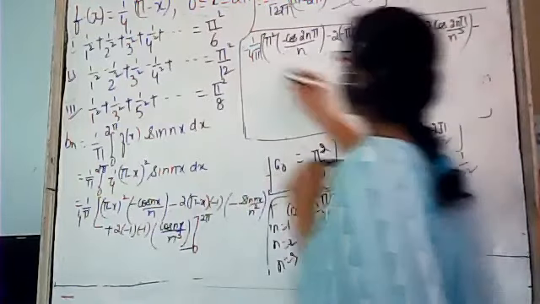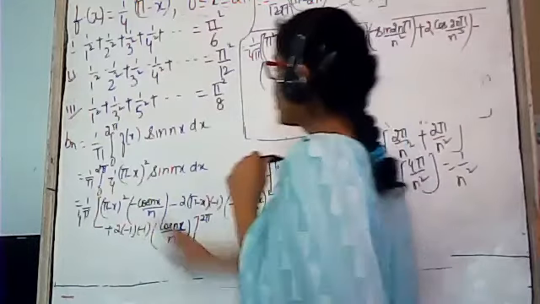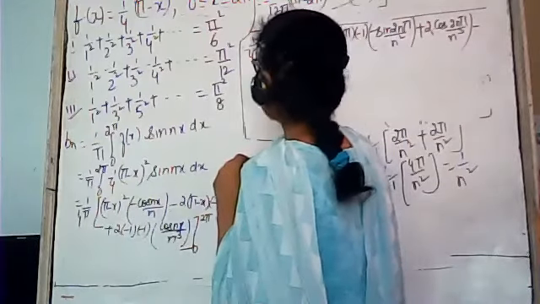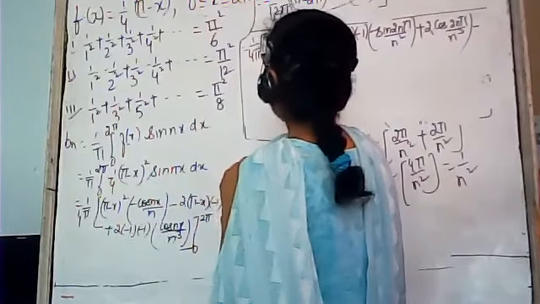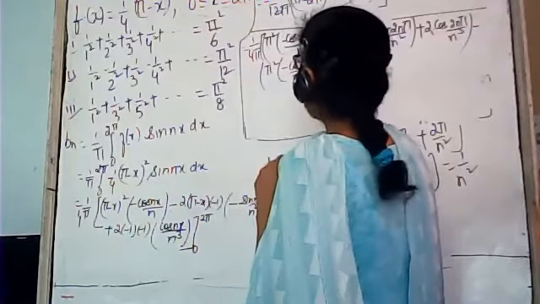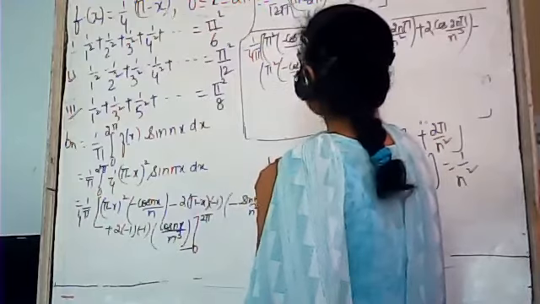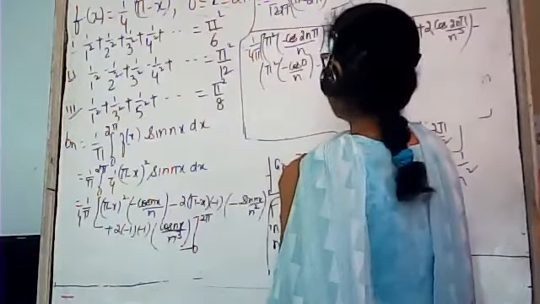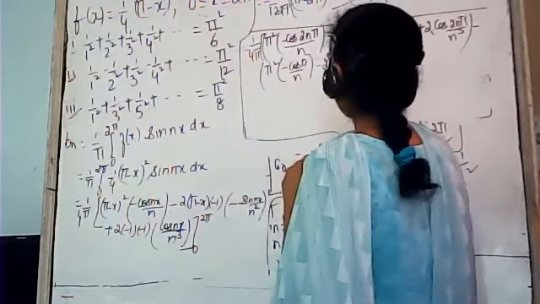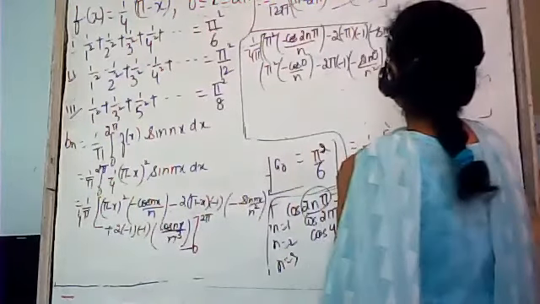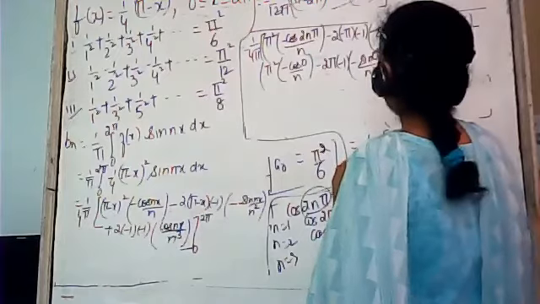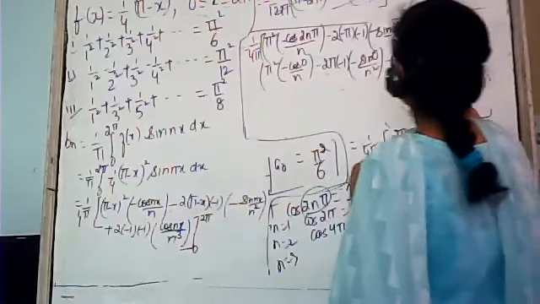Okay? Minus. After that, we have to substitute 0. This is pi square minus cos 0 upon n, minus 2 pi minus 1, minus sine 0 upon n square, plus 2 cos 0 upon n cube. This was the lower limit.